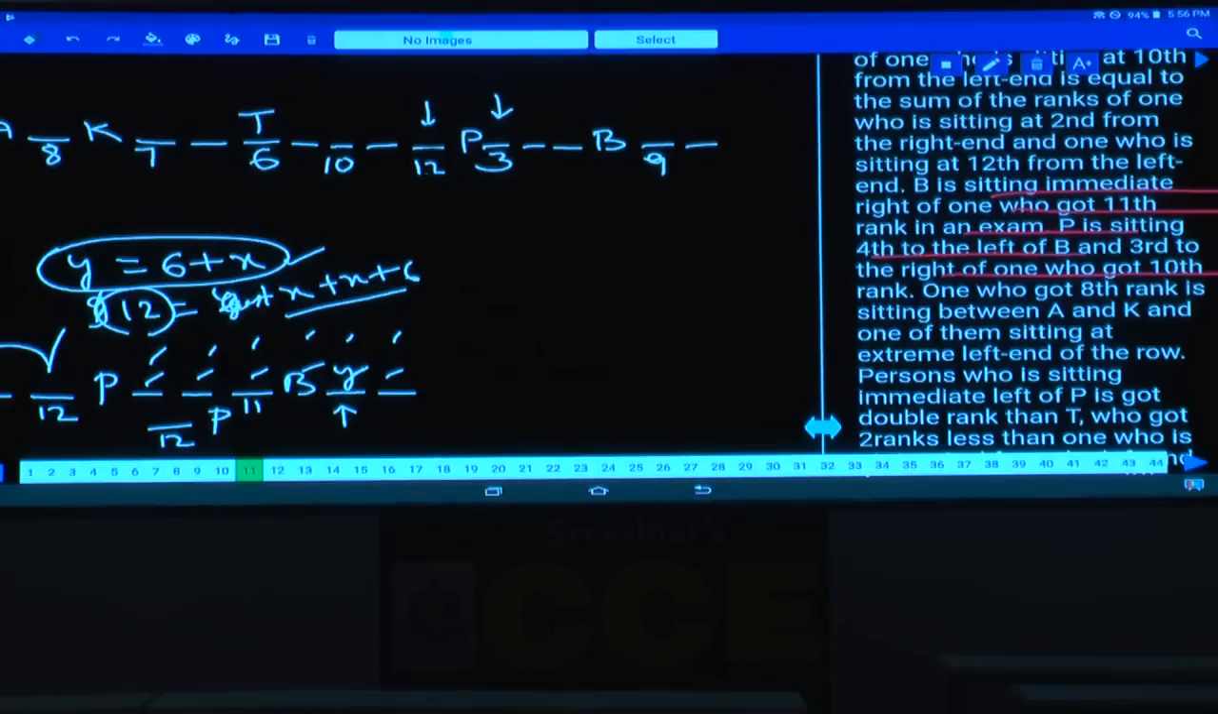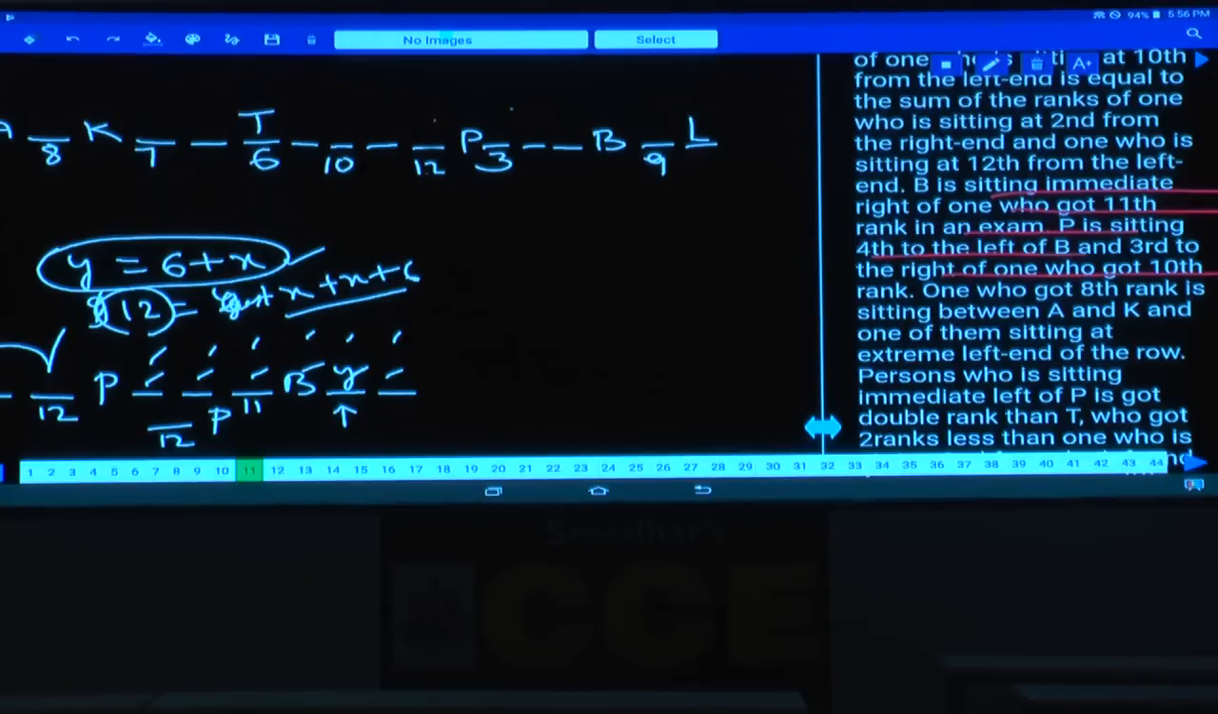L is to the immediate right hand side of the last information. L is to the immediate right of the person who got 9th rank. And this must be L. Done with this? And this is the final arrangement in this one, though the information regarding the other persons is not known.